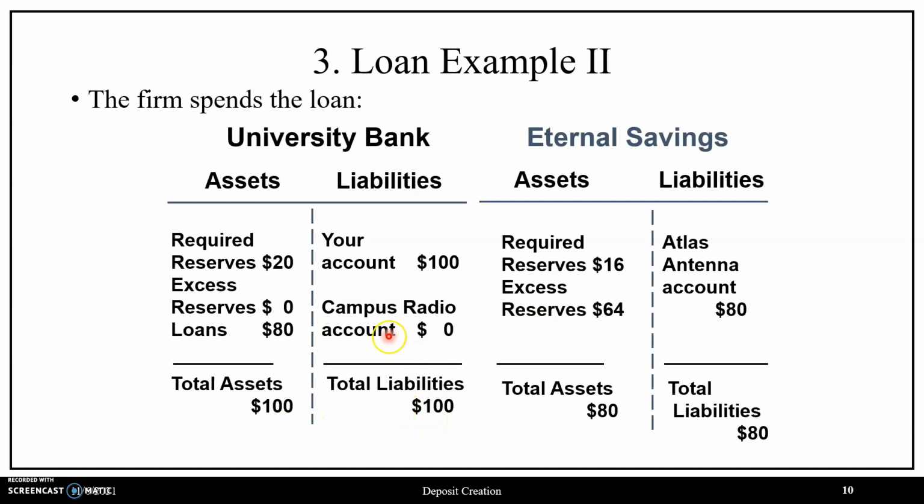Since Firm 1, Campus Radio, spent their money at Firm 2, this then shows up at Firm 2's bank account, Eternal Savings. It's an $80 credit to their account, which also creates an $80 asset in terms of cash held by Bank 2 of $80.